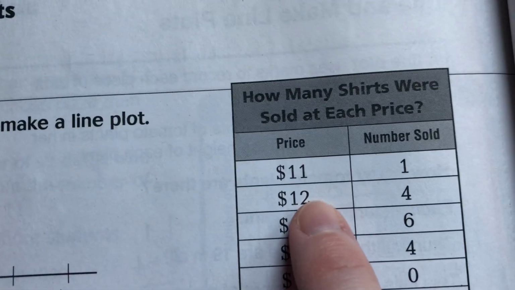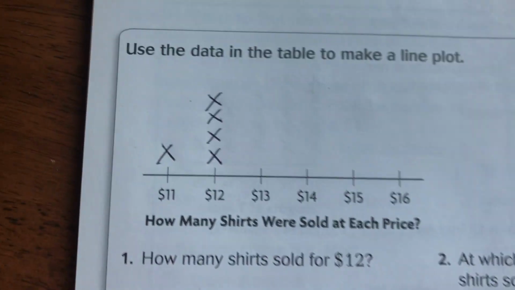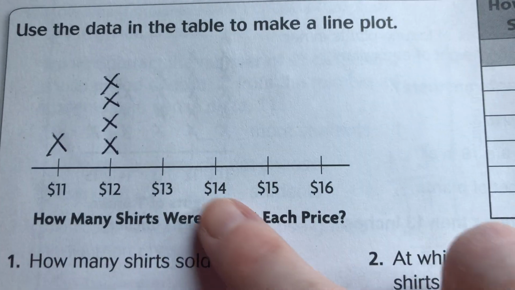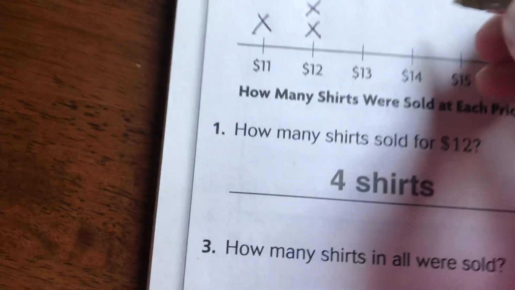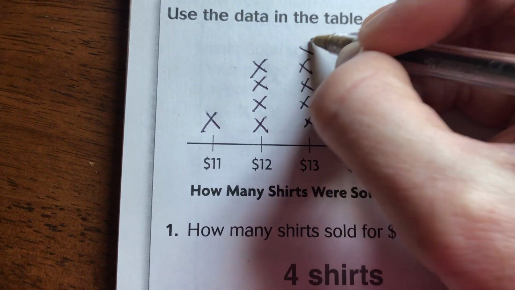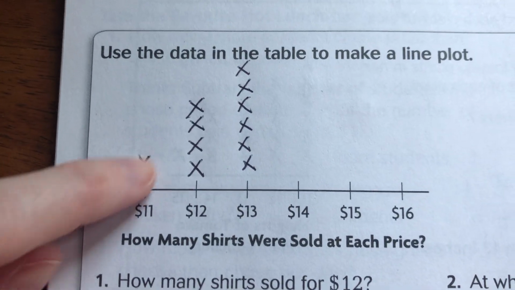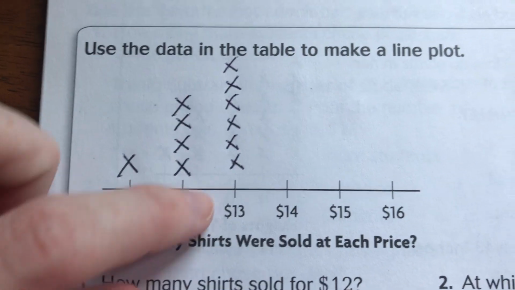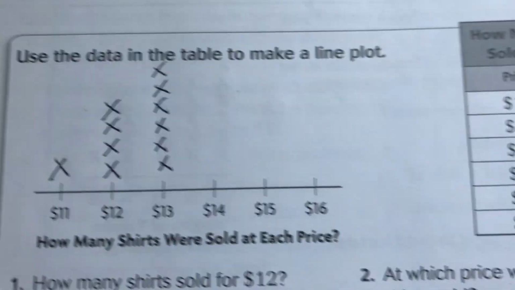Next, I see 12. I come over here. 4 shirts were sold for $12. I'm going to put 1, 2, 3, 4 X's. $13. How many shirts were sold? 6. 1, 2, 3, 4, 5, 6. Okay, so far I have 1 shirt for $11, 1, 2, 3, 4 shirts for $12, and 1, 2, 3, 4, 5, 6 shirts for $13.